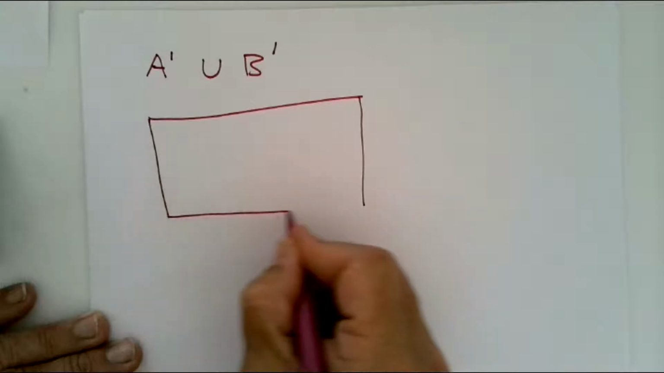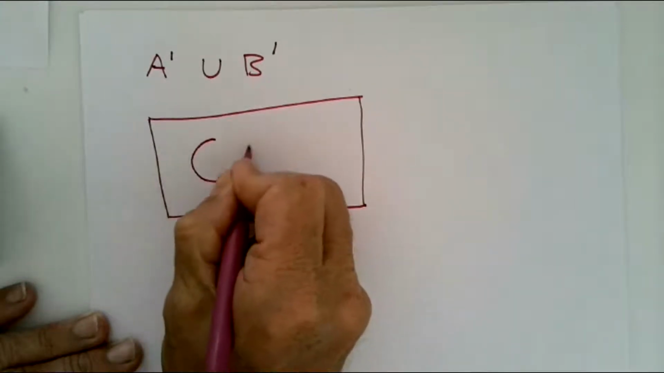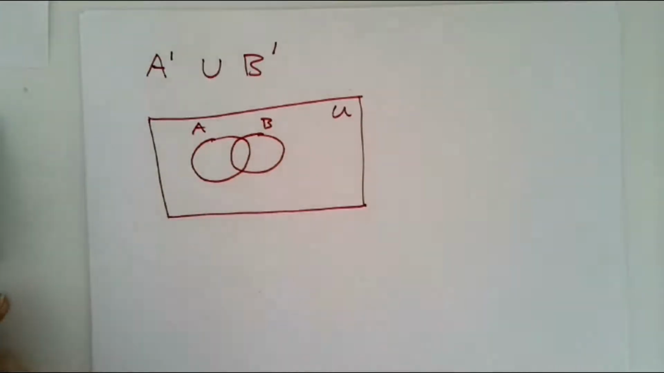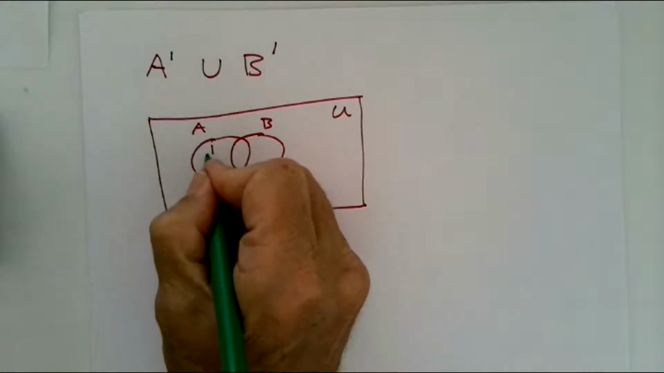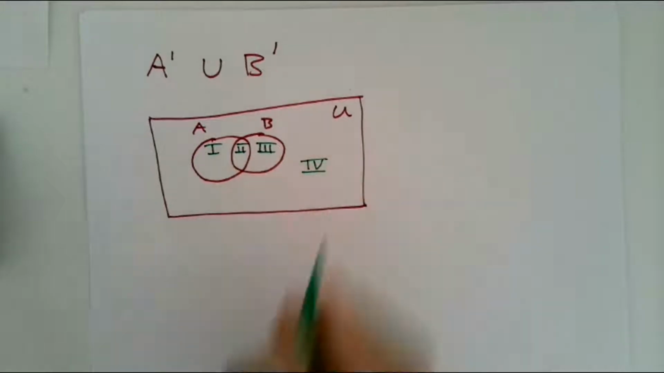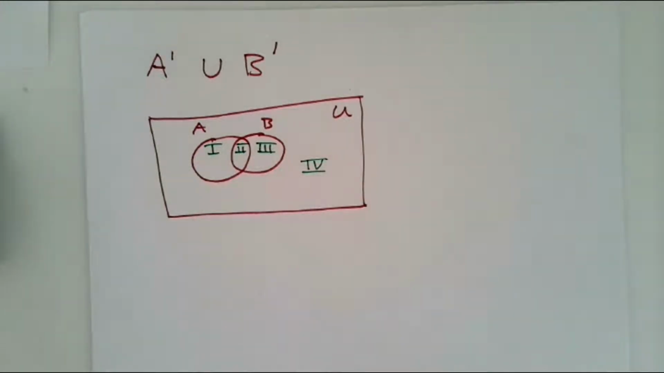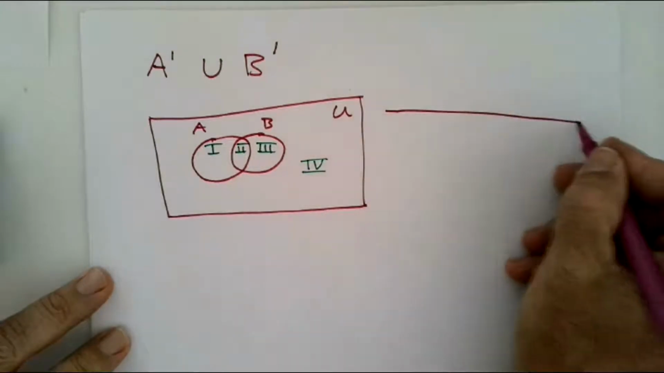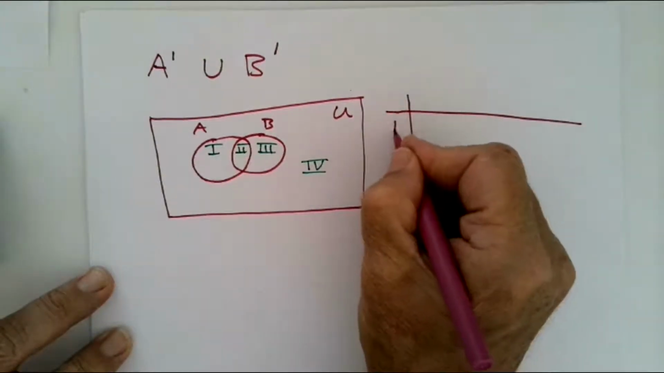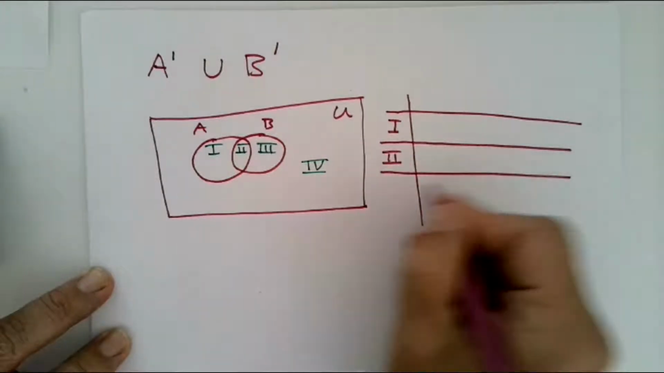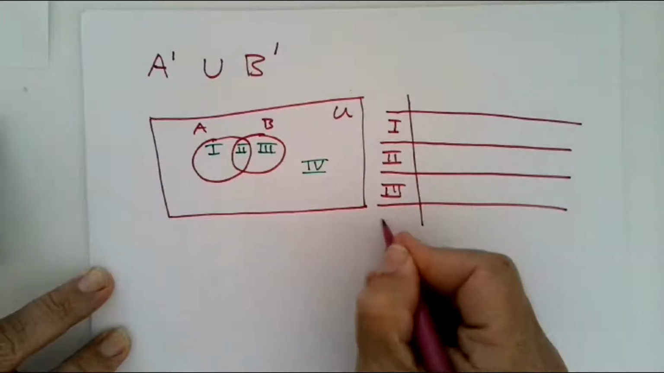We're going to label our four regions again. So we have A, we have B, we have universal set. We have region 1, region 2, region 3, and region 4 is outer space. So I'm going to give you a preview on this notion of truth tables that we will be working with in the logic section. So I have region 1, region 2, region 3, region 4.